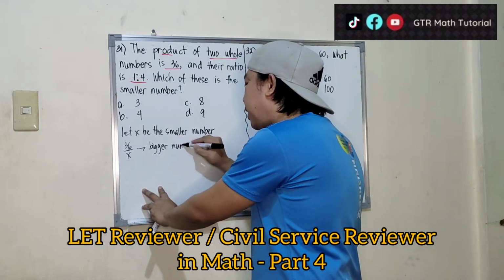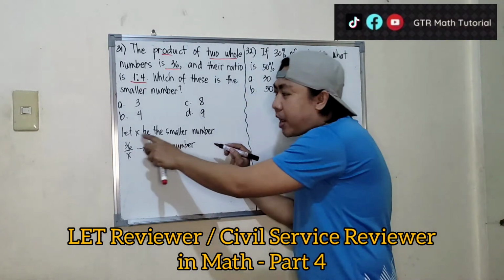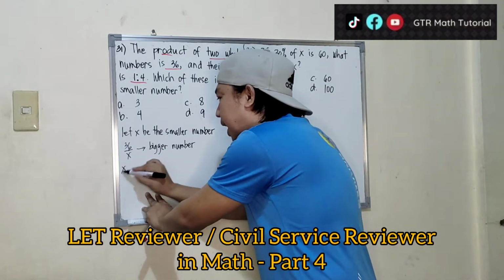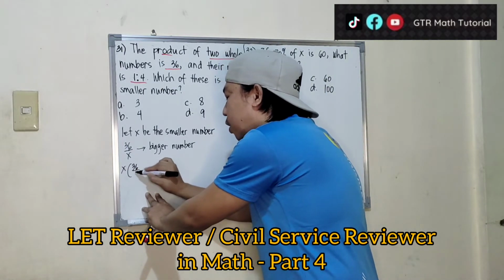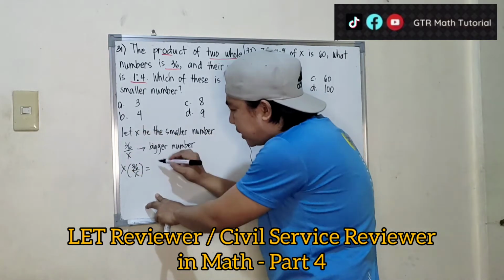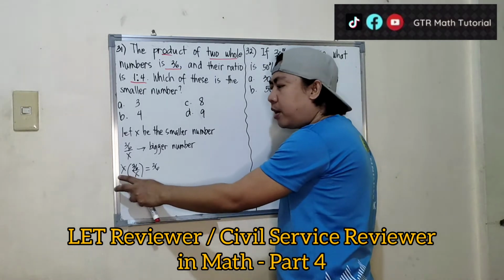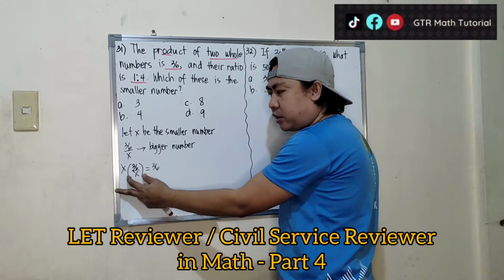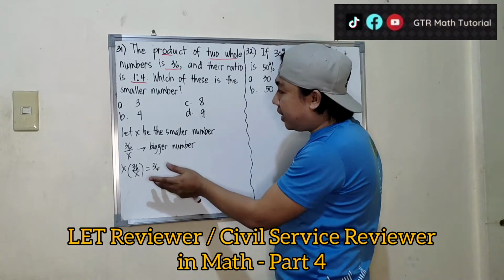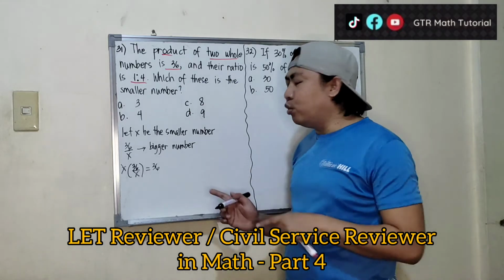Bakit naging bigger number yung 36 over x? Kasi nga, ang product nila ay 36. Pag minultiply natin yung dalawa, x times 36 over x, cancel out lang yung x, so magiging sagot ay 36. Ito yung smaller number, minultiply sa bigger, 36 over x, ang sagot ay 36. Ganun lang kasimple. Pwedeng one unknown naman.